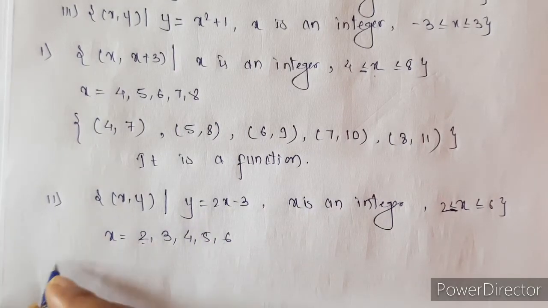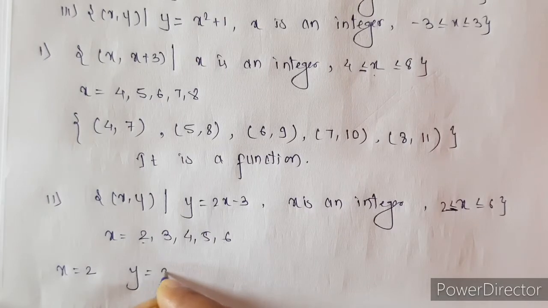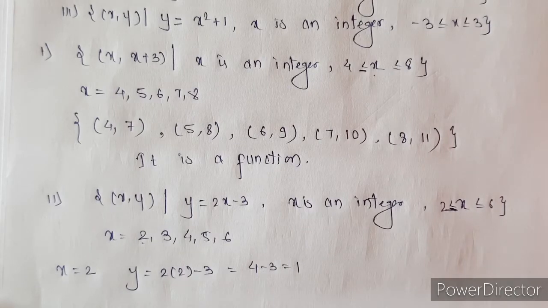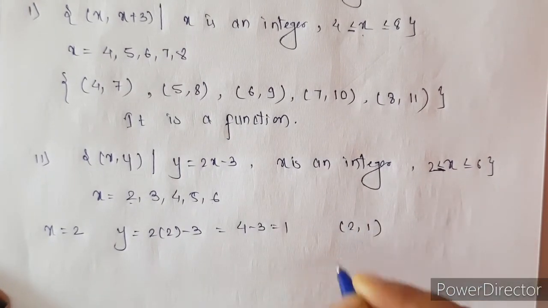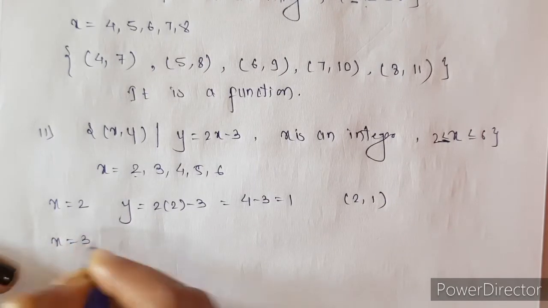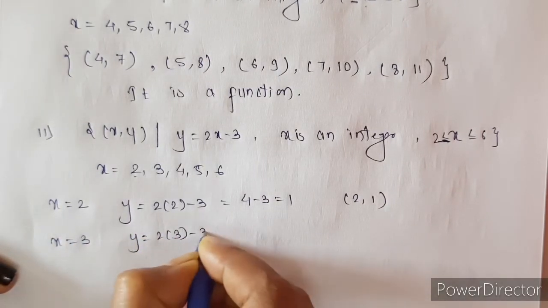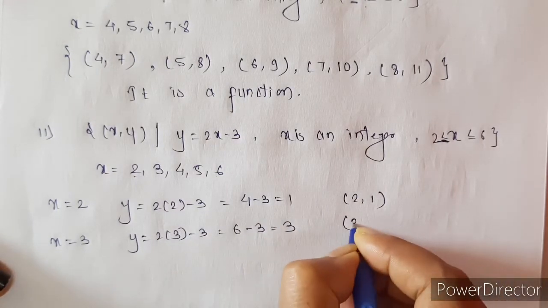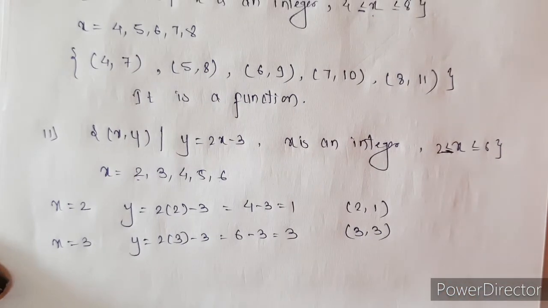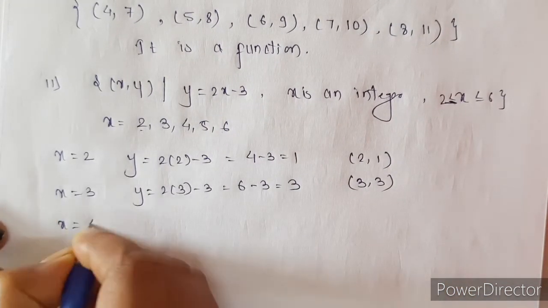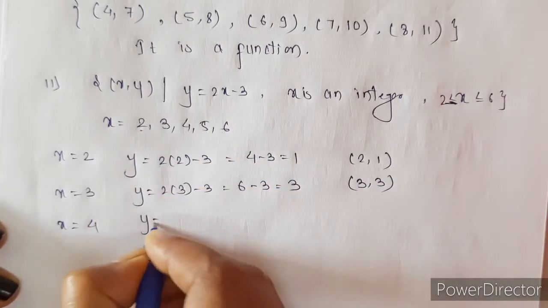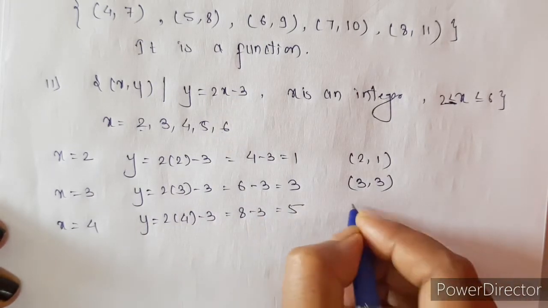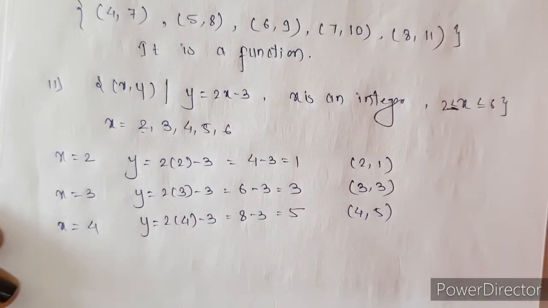Now let's find the values of y. When x equals 2, y will be 2 times 2 minus 3, so 4 minus 3, which equals 1. Our first ordered pair is (2, 1). When x equals 3, y is 2 times 3 minus 3, which is 6 minus 3, nothing but 3. So the second ordered pair is (3, 3). When x equals 4, y is 2 times 4 minus 3, which is 8 minus 3, nothing but 5. So the ordered pair is (4, 5).